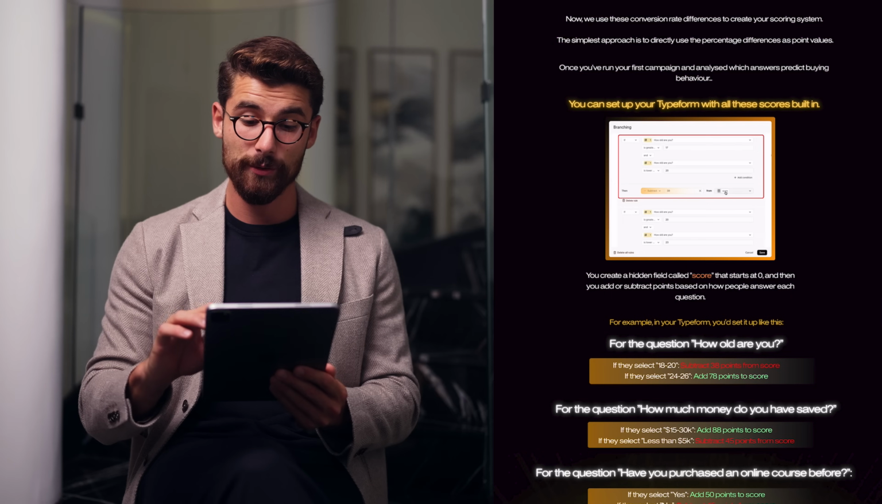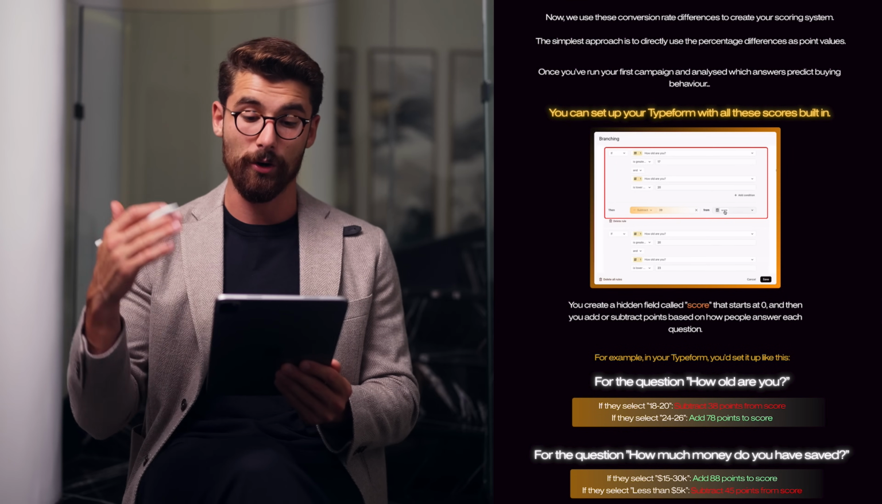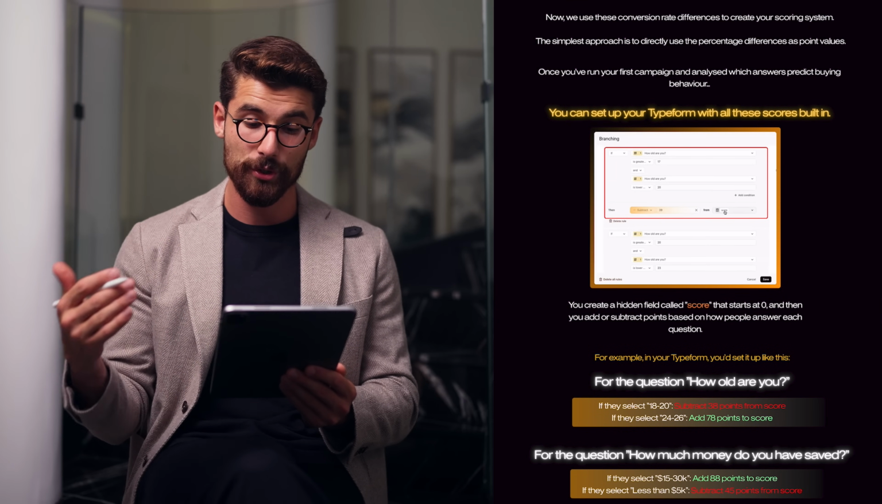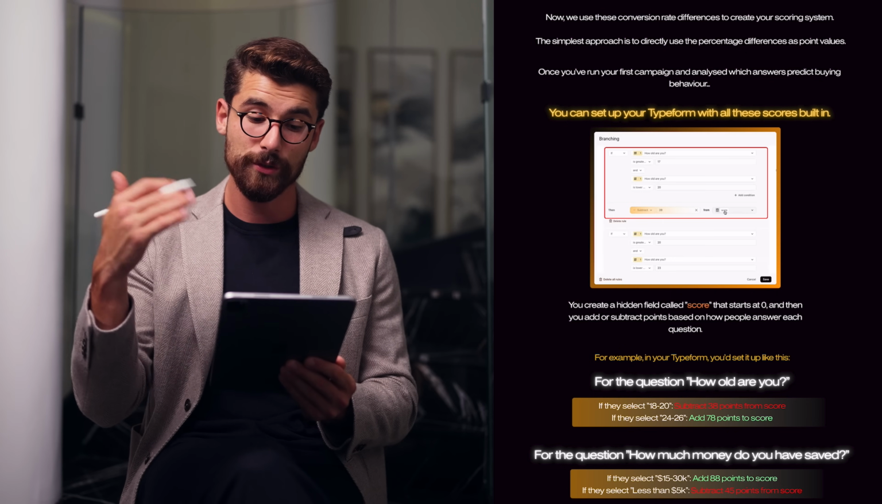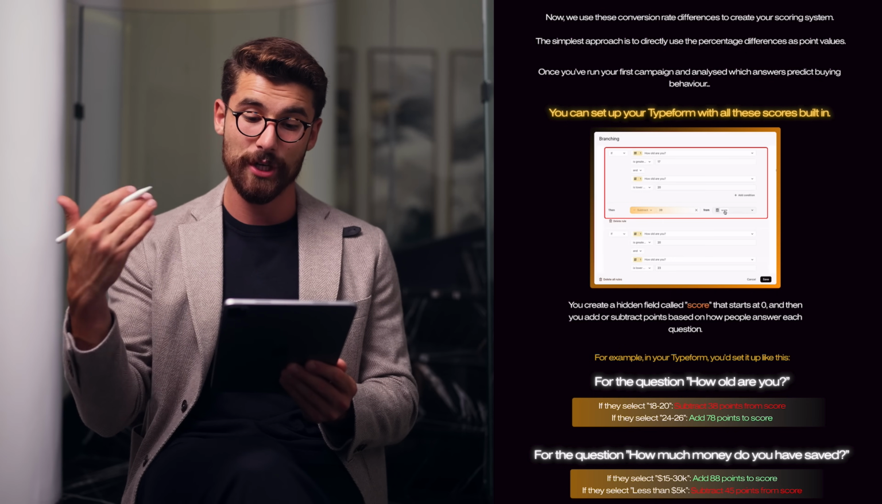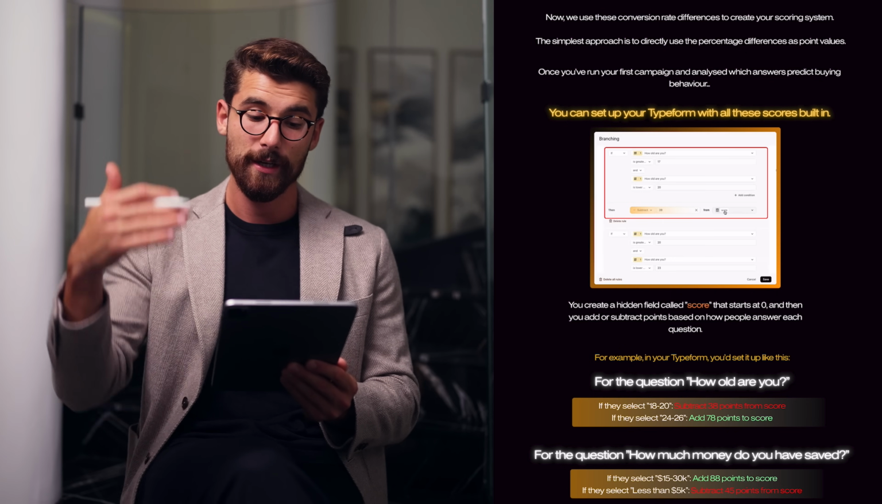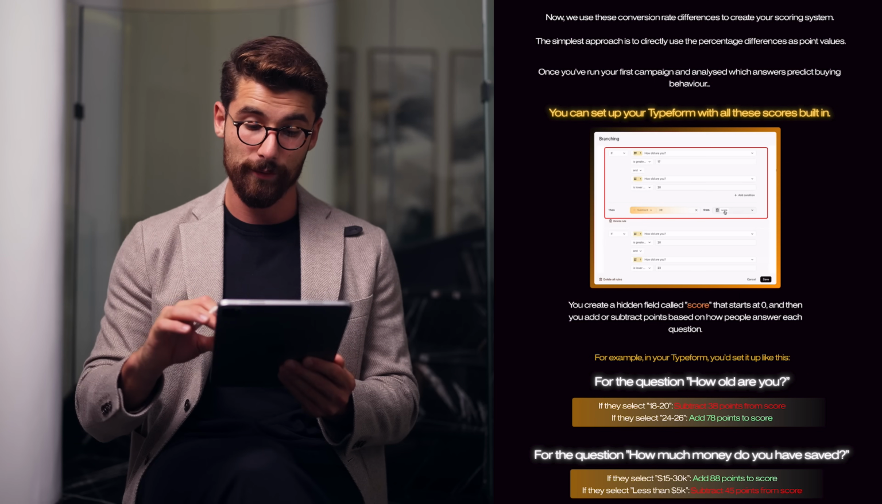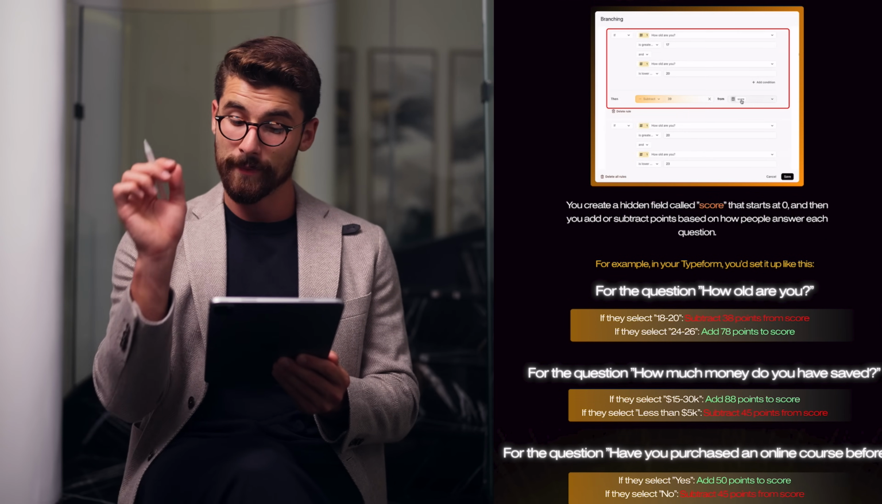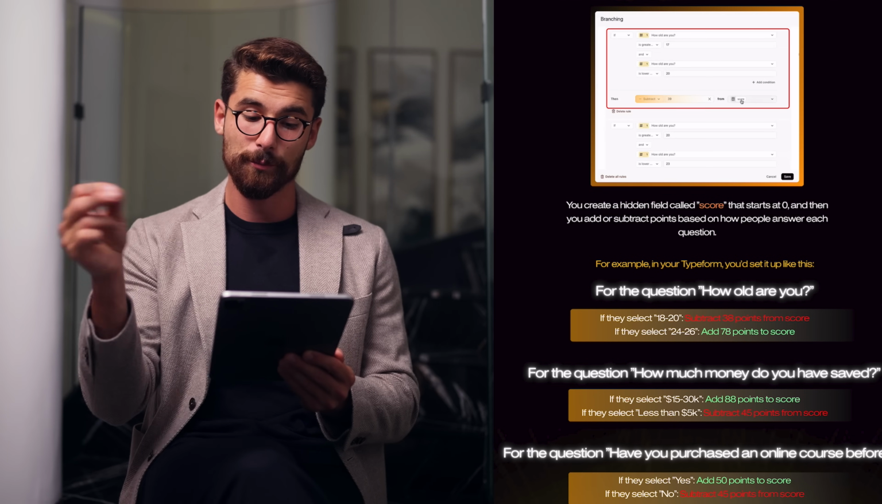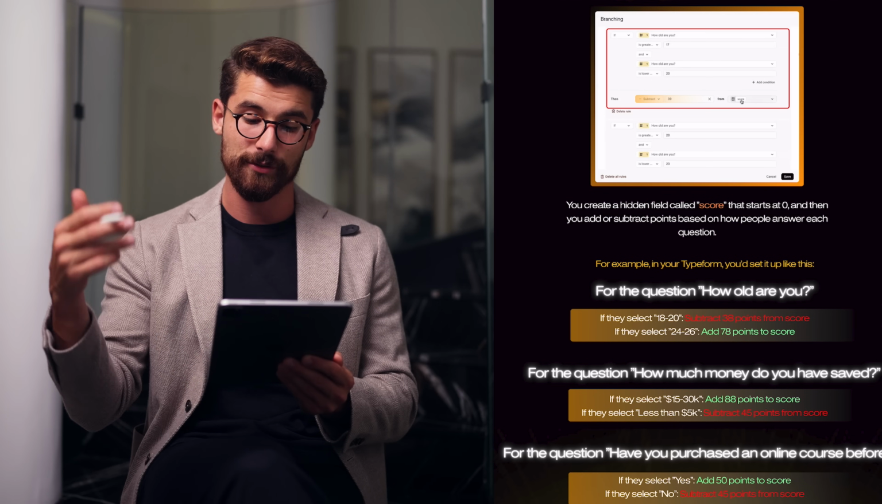Then what we do is we use these conversion rate differences to create our scoring system. The simplest approach is to directly use the percentage difference as a point value. Once you've run your first campaign and analyzed which answers actually predict buying behavior, you can set up your Typeform with all of the scores pre-built into it. You can create a hidden field called score that starts at 0, and then you add or subtract points based on how people answer each question.